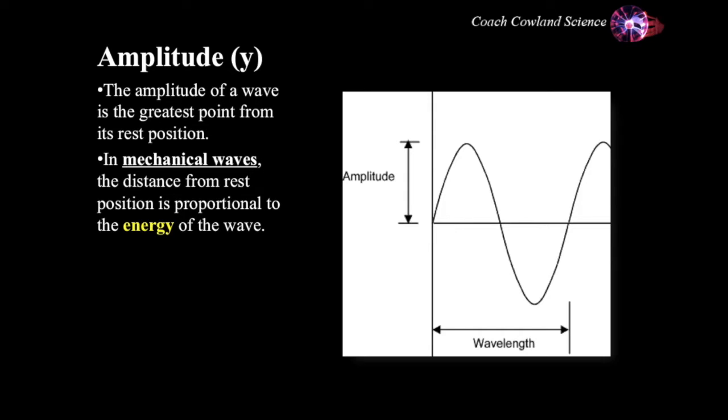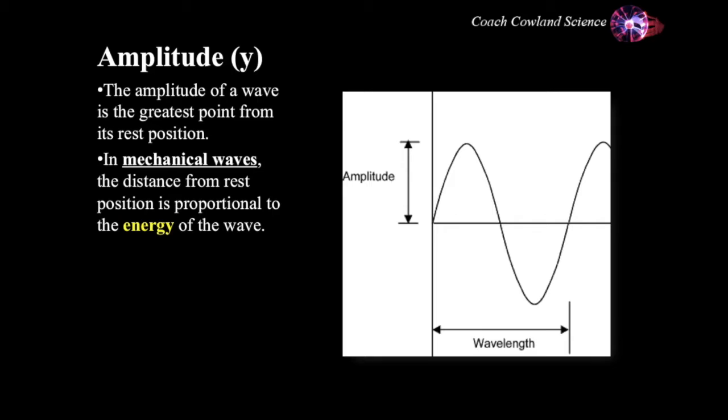The amplitude of a wave is the greatest distance from its rest position. So it's the measure from this horizontal point here, which is considered a rest position, to either the crest or to the trough. And in mechanical waves, the amplitude is a reflection of the energy of that wave. The greater the amplitude, the greater the energy the wave has.